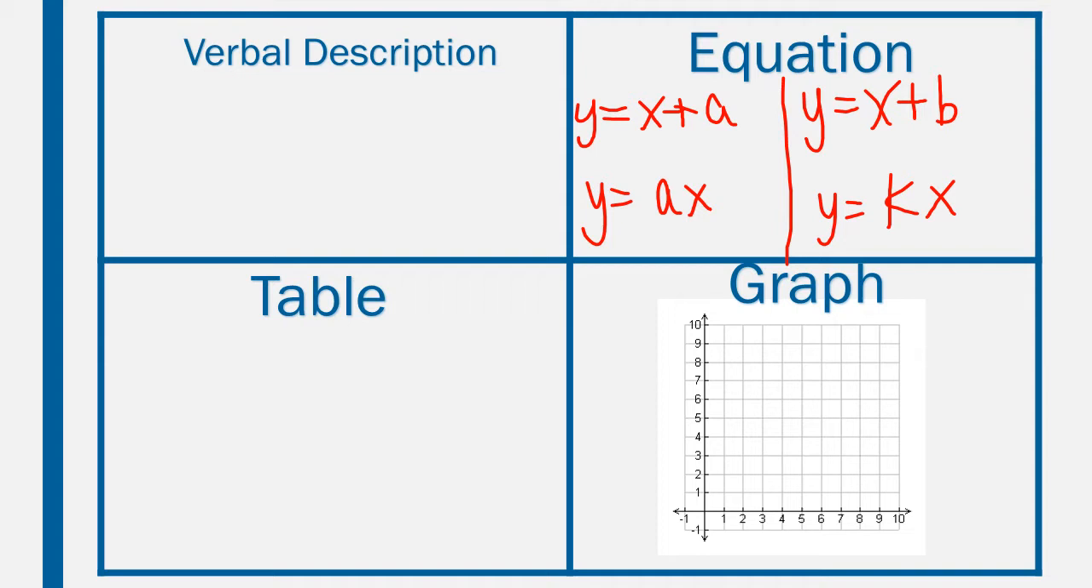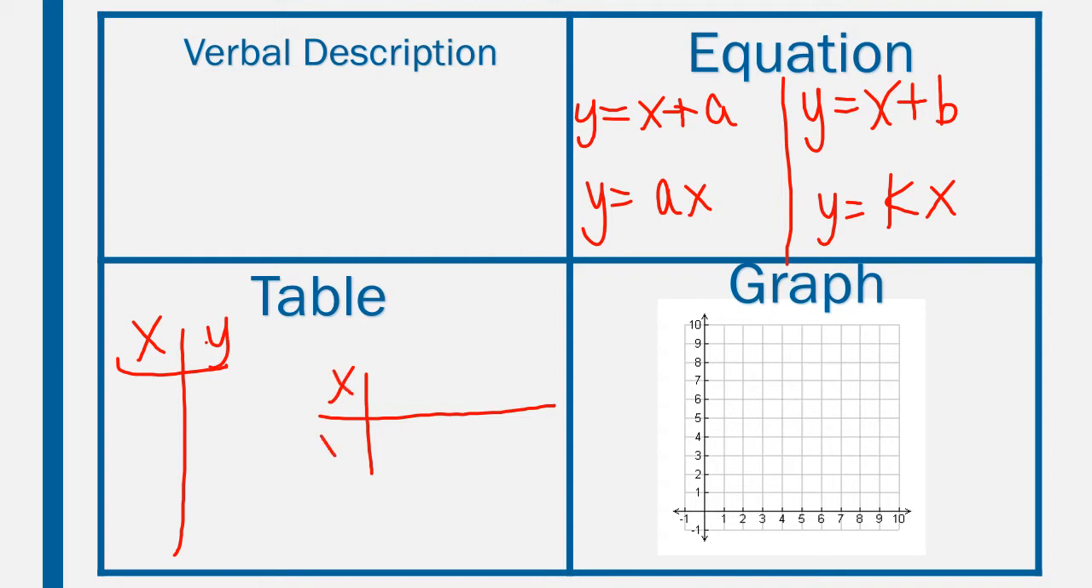Now a table, you can see it 2 ways. You're going to see it vertically and you're going to see it horizontally. Now I will have my x and my y. X always is first. And you're going to take anything that's on there. I got 1, 2, 3, and let's pretend that's 4, 5, 6.